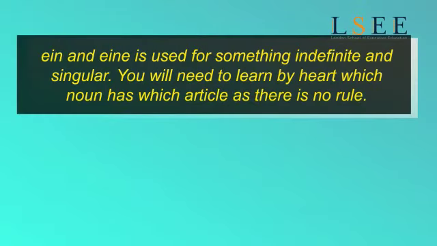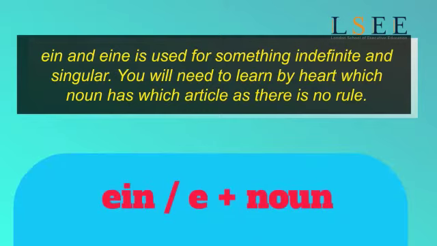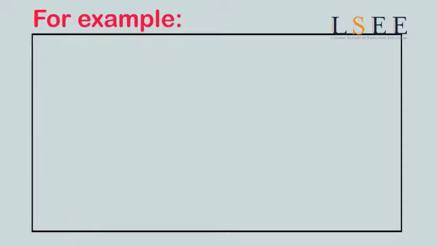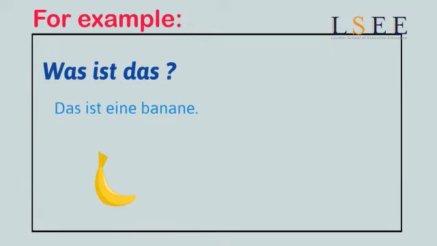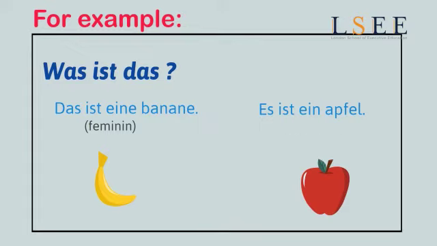Ein and eine is used for something indefinite and singular. You will need to learn by heart which noun has which article as there is no rule. Ein, eine plus noun. For example, was ist das? Das ist eine Banane, feminine. Es ist ein Apfel, masculine.